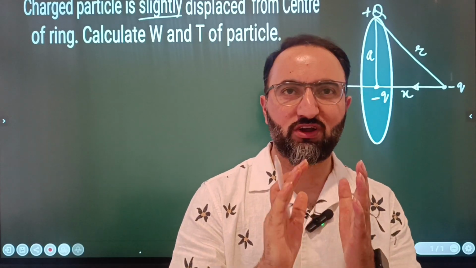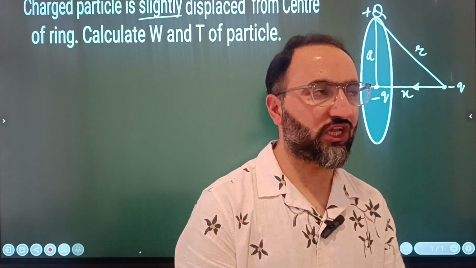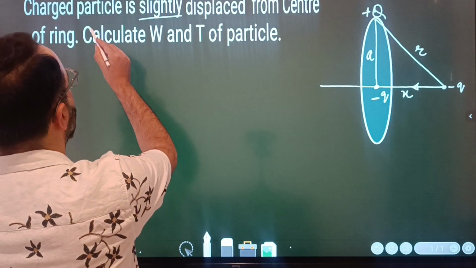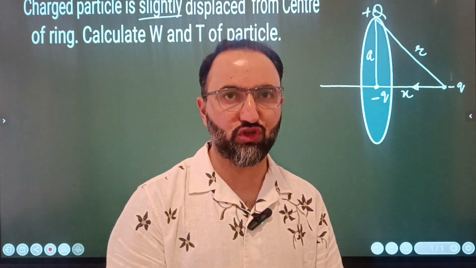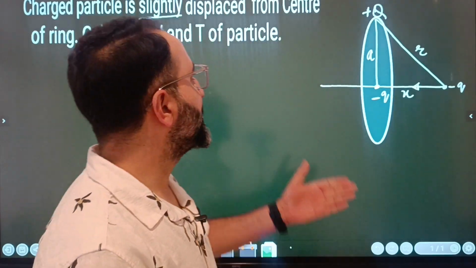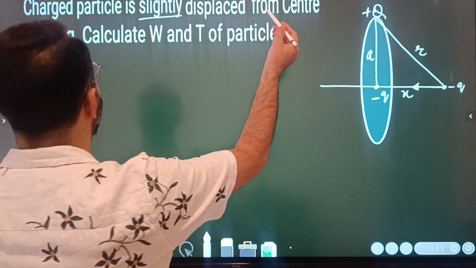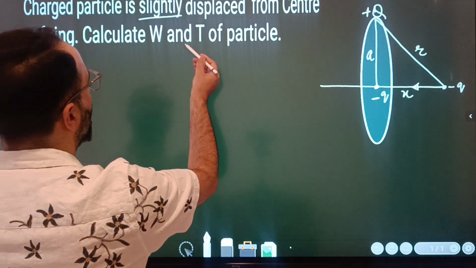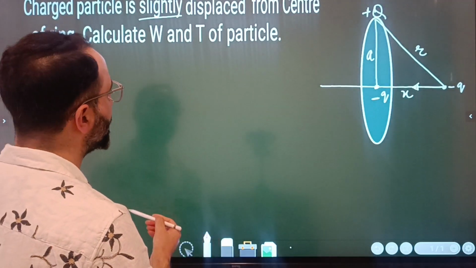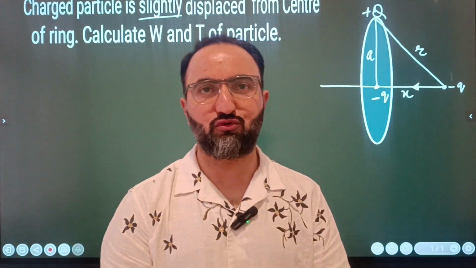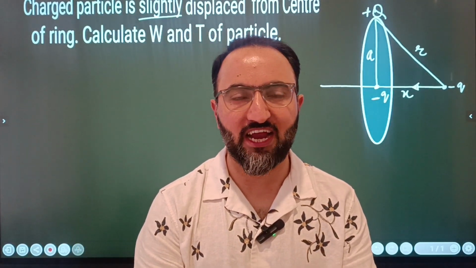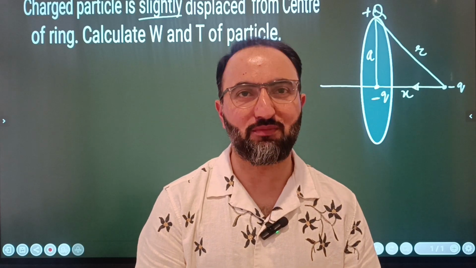Okay. Now, what's the question? Let's have a look at the question. The question is like this: this charged particle is slightly displaced from its equilibrium position, from the center of this ring. Calculate omega. That means you will have to calculate the angular frequency and the time period of the particle. So number one, we are supposed to calculate the angular frequency, and number two, the time period of the particle.